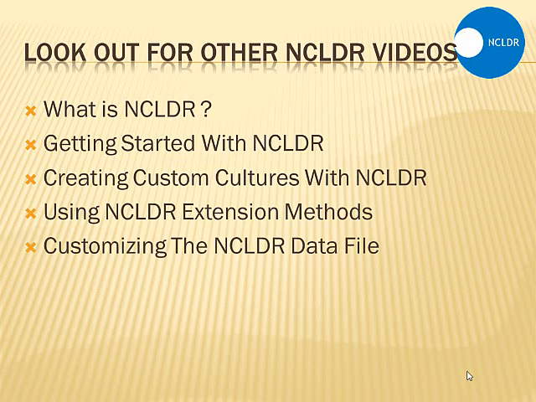Then we move on to customizing the NCLDR data file. The NCLDR data file includes all of the data which is available in CLDR. You may not want to include everything that's there. That's 656 different cultures. Maybe you're only interested in 10 cultures, or maybe you're only interested in the postal code regular expressions. You can slice and dice the NCLDR data file so that it includes only the data that you're interested in, and you get a much smaller data file.